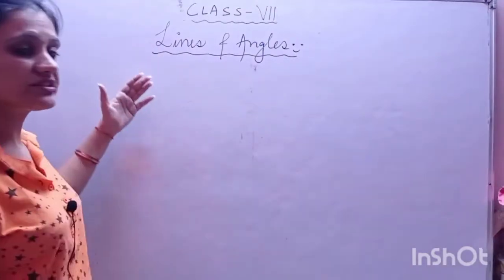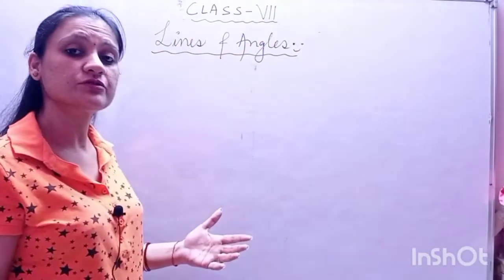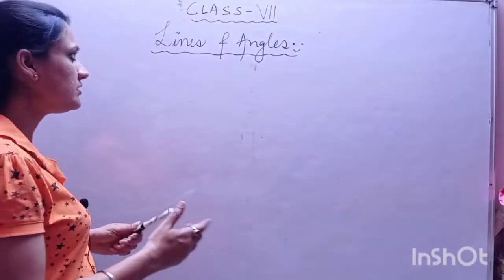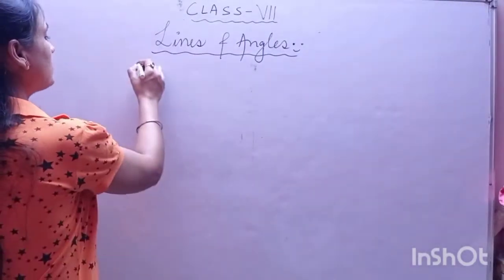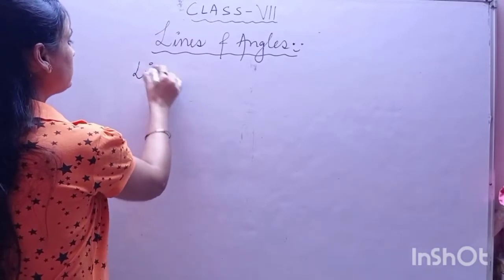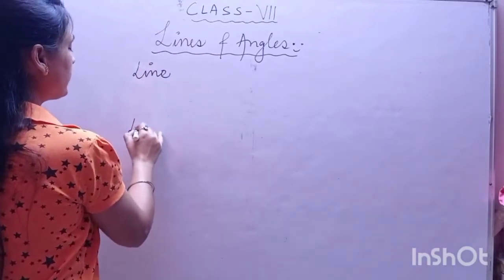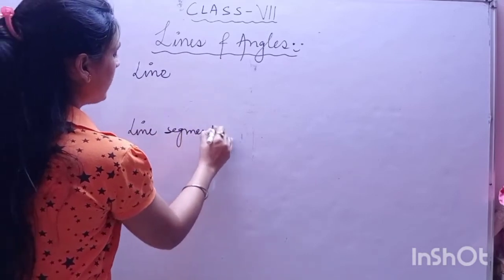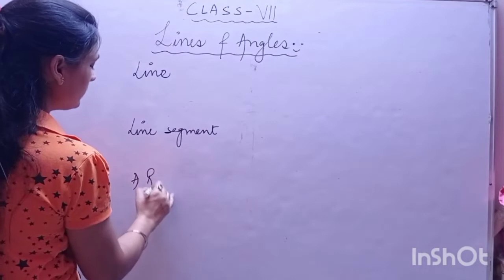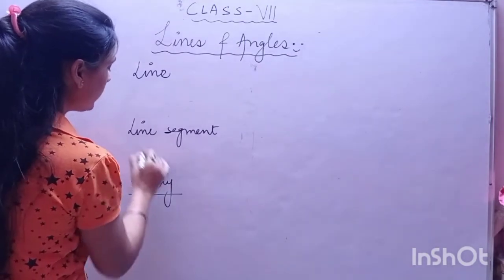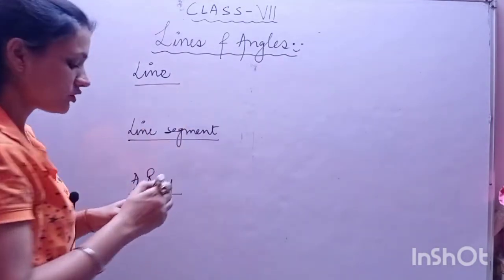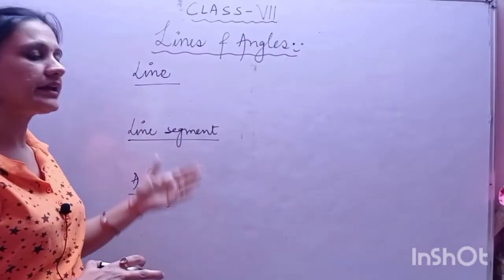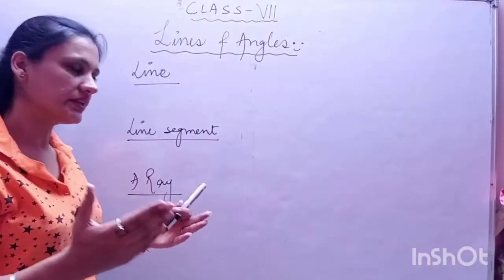We'll start with this chapter, but as I always tell you, we should start from the base. So first I'm going to explain what is a line, what is a line segment, a quick recap, and a ray. We'll do a quick recap of all these so that we can move ahead. So what is a line? You know this, but let's start.